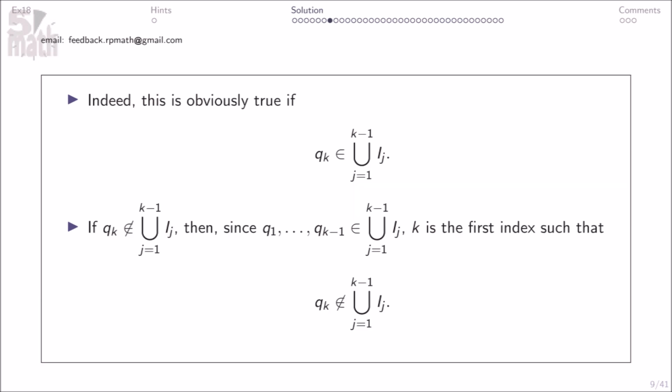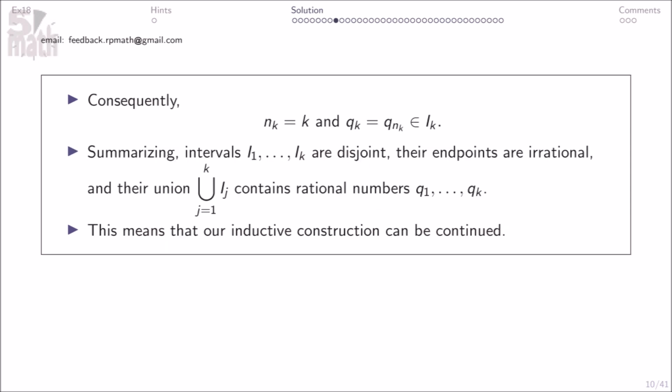Indeed, this is obviously true if qk is an element of this. If qk is not an element of this, then, since k is the first index such that qk is not an element of this, consequently, this and this. Summarizing, intervals are disjoint, their endpoints are irrational, and their union contains rational numbers. This means that our inductive construction can be continued.